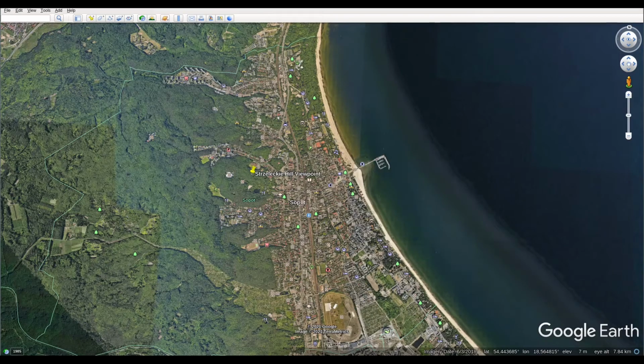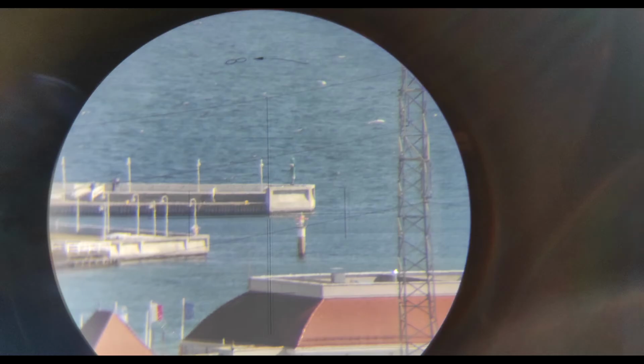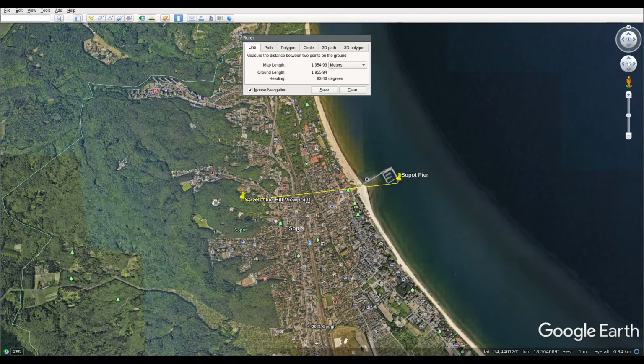As I mentioned before, we were making observations from two places, a viewpoint on the Strzeleckie Hill and another viewpoint on Mount Glinna. At each of these places we measured vertical and horizontal angles to 4 different points. At Strzeleckie Hill we observed the following points. First, the Sopot pier, at a distance from the observation point of slightly less than 2 kilometers, as you can see in this screenshot from Google Earth.